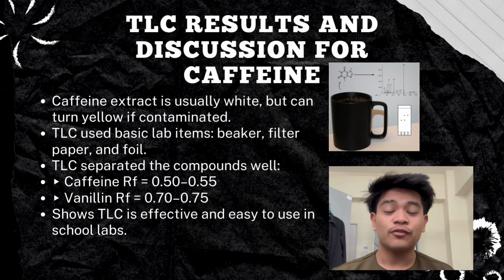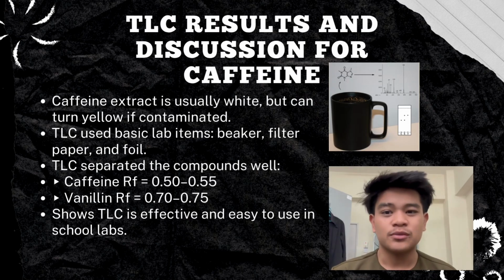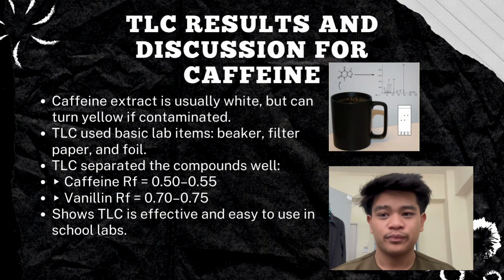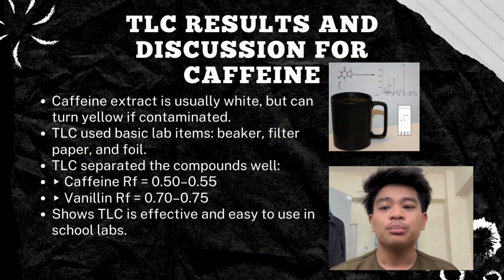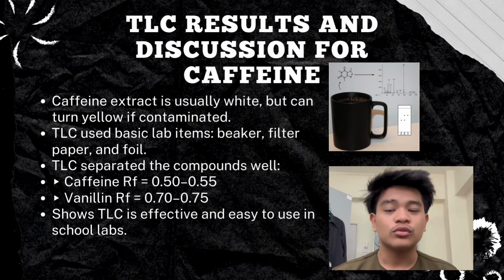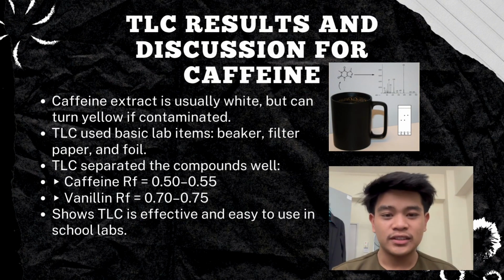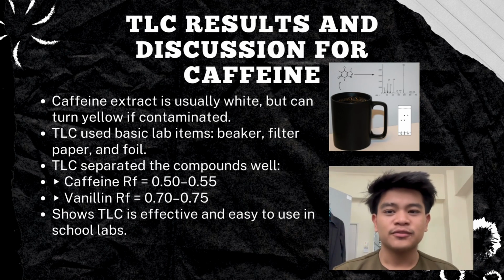TLC result and discussion for caffeine. Caffeine extract is usually white but can contain yellow if contaminated. TLC uses basic lab items such as beaker, filter paper, and foil. TLC separated the compounds really well. We could get a caffeine RF value between 0.5 to 0.55, and a vanillin RF value between 0.7 to 0.75. This shows TLC is effective and easy to use in a school lab. The picture you can see in this slide is a result of TLC from caffeine.